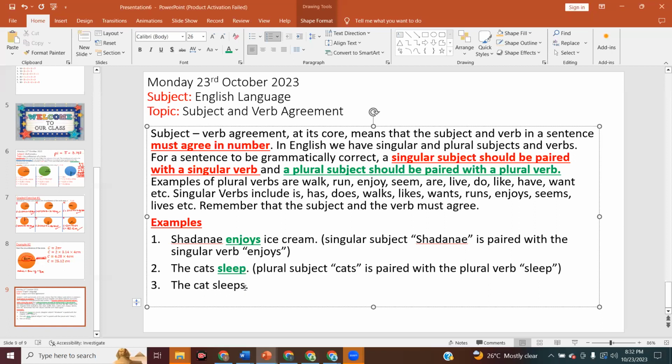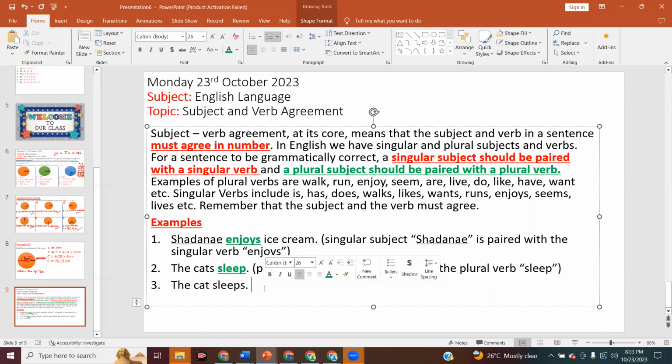For verbs, if it's singular, it has an S. If it's plural, it doesn't have an S. So this verb right here, is it plural or singular? That's singular. The cat, is it plural or singular? That's plural.